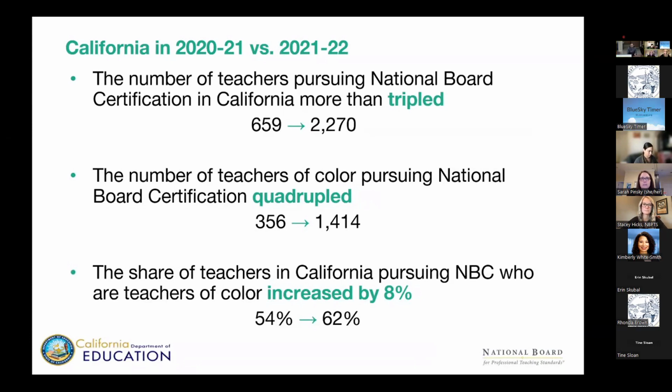So last school year, the number of teachers pursuing board certification across California more than tripled compared to the year before. The number of teachers of color pursuing board certification quadrupled compared to the year before. And the share of teachers in California pursuing board certification who are teachers of color increased by 8% and significantly exceeded the national average. So again, I just want to reiterate that this growth was primarily driven by the program that CDE has been working to implement over the last year and a half.